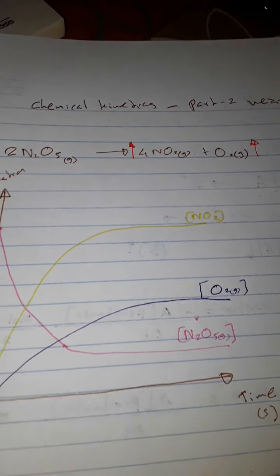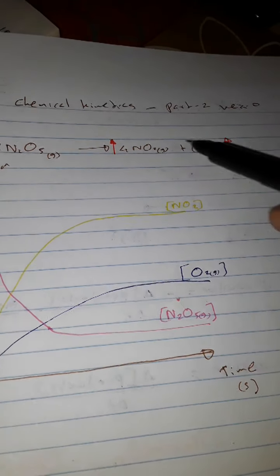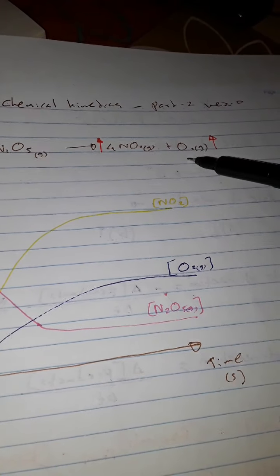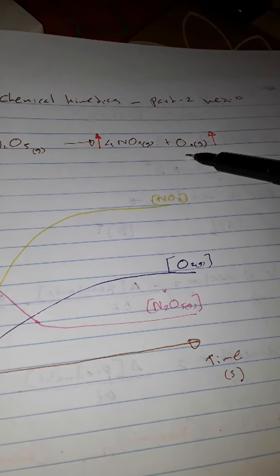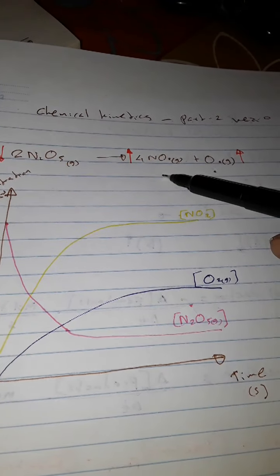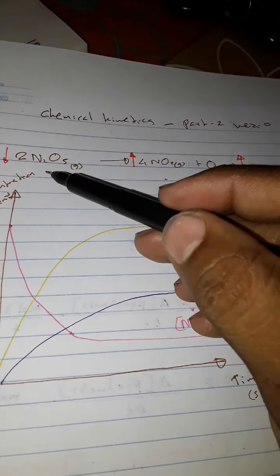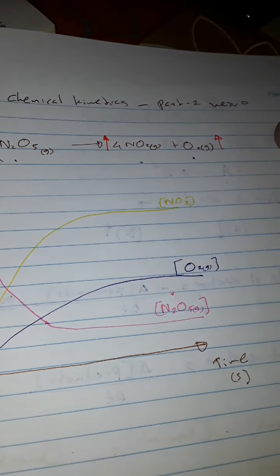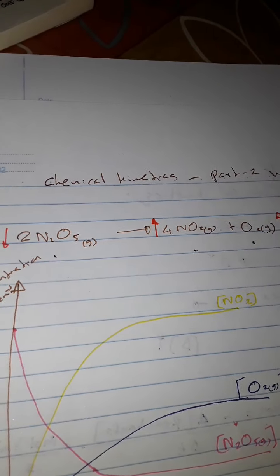Next, I can write an expression for the rate of production of oxygen, an expression for the rate of production of nitrogen dioxide, and an expression for the rate of decomposition of dinitrogen pentaoxide.